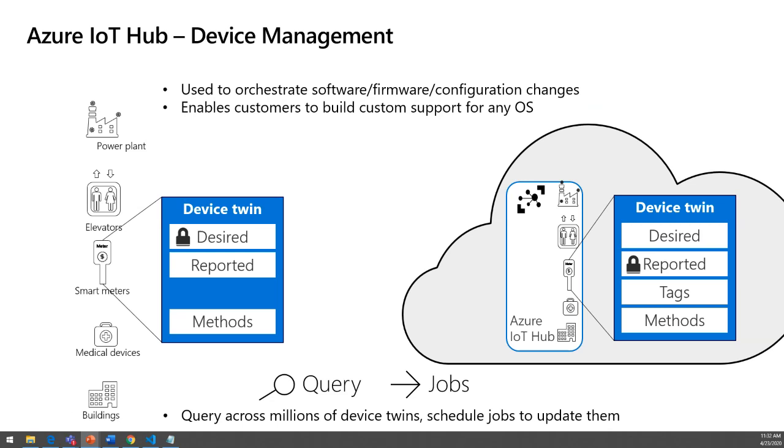The next stage is configure. Configure is all about facilitating bulk configuration changes and firmware updates to devices. And one way you can do that is by performing these device management operations. You can do that by using those desired properties, or with direct methods and broadcasting jobs. So it goes back to understanding the desired properties.